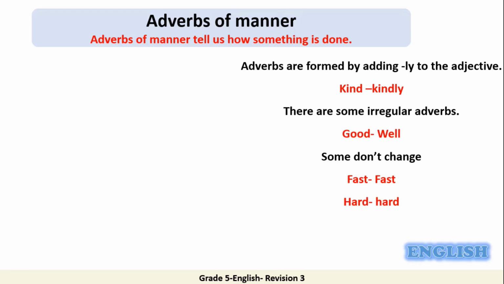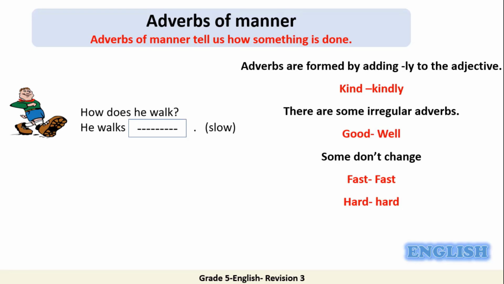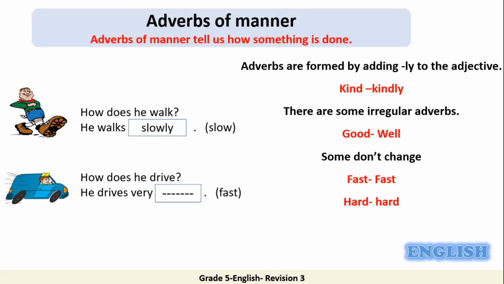Let's have some examples. How does he walk? Great, he walks slowly. How does he drive? Excellent, he drives very fast.